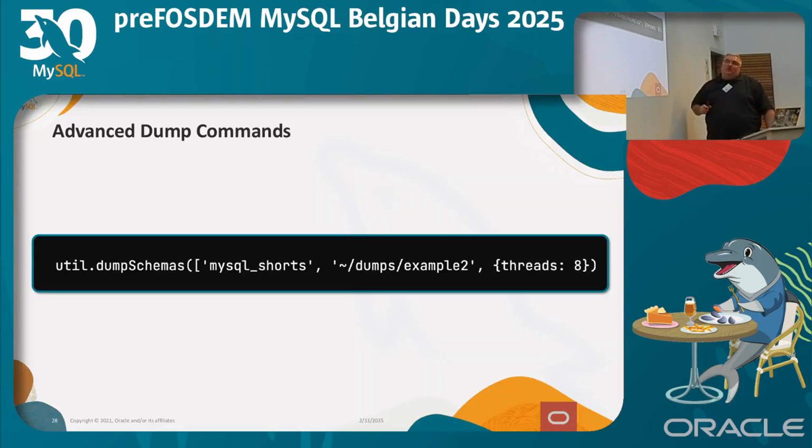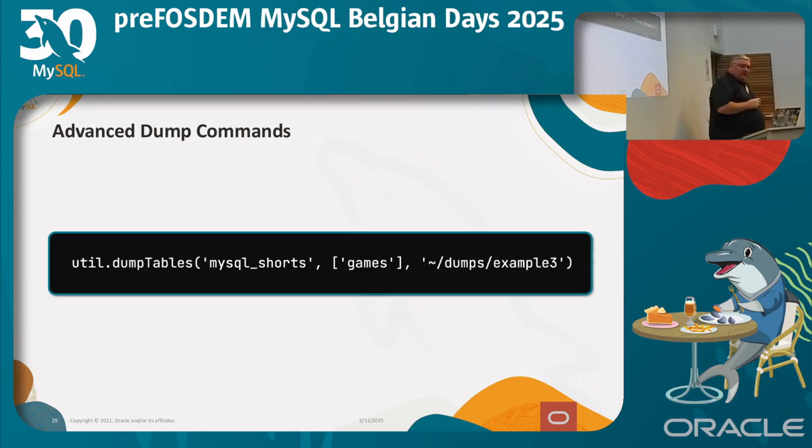Util.dumpSchemas. When you're passing in the schemas, you want to pass in an array of schema names that you want to do. Yes, I know there's a typo on the screen. There's no closing bracket on there. I realized that about 20 minutes ago, and I apologize. And then we pass the path where we want to save it. Here we're doing example 2. And then threads, we're going to be using 8 threads.